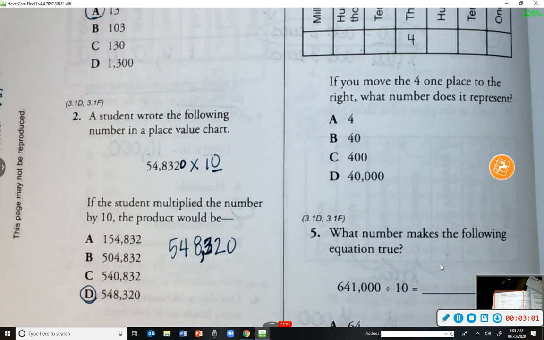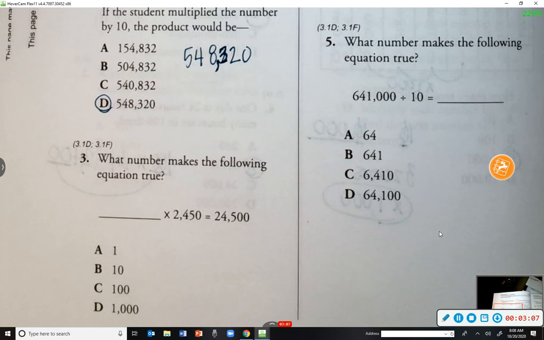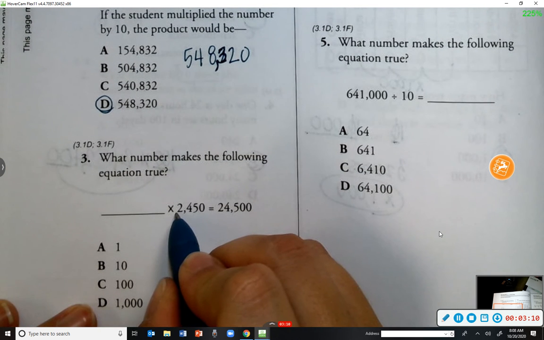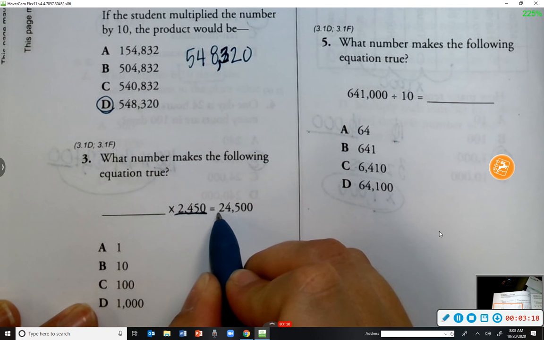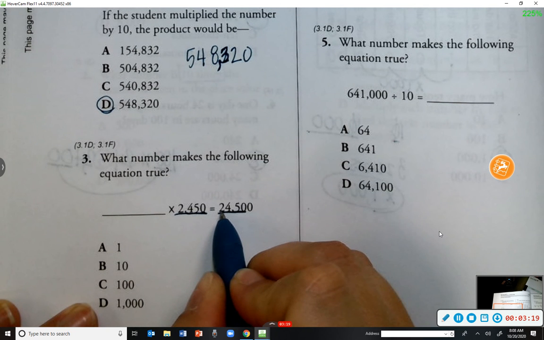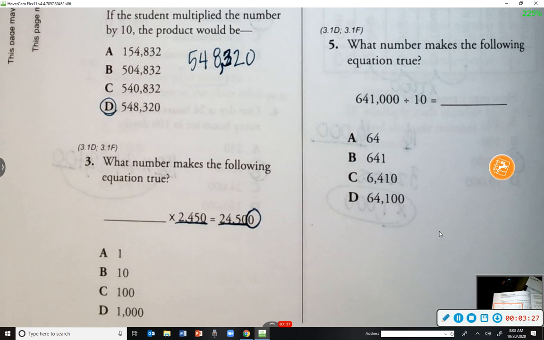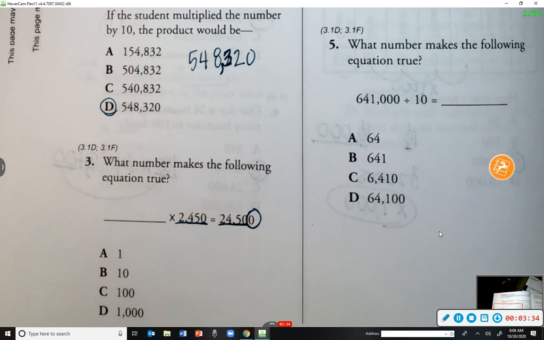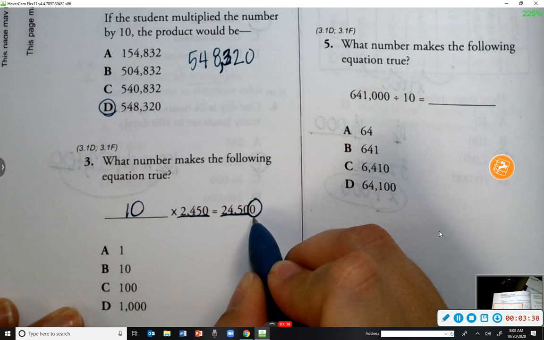Okay, number 3. What number makes the following equation true? Okay, so I can see they have 2,450, and this is being multiplied by, so the 2, 4, 5, and then 0. So that 0 added on to the end. So if I'm adding 1 zero, I'm multiplying by what, Kaylee? 10. Very good.